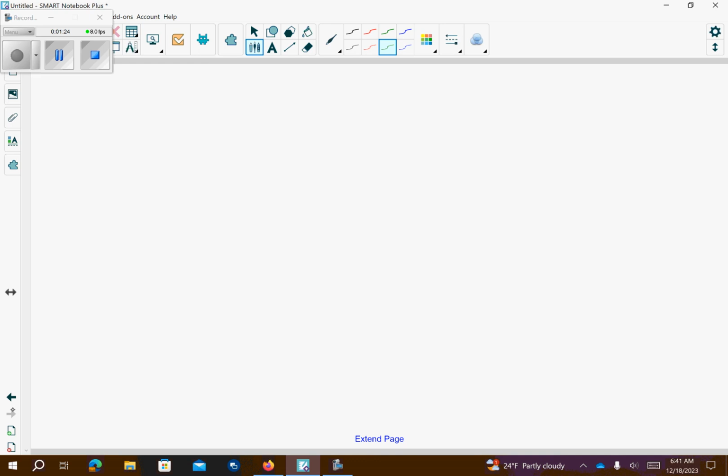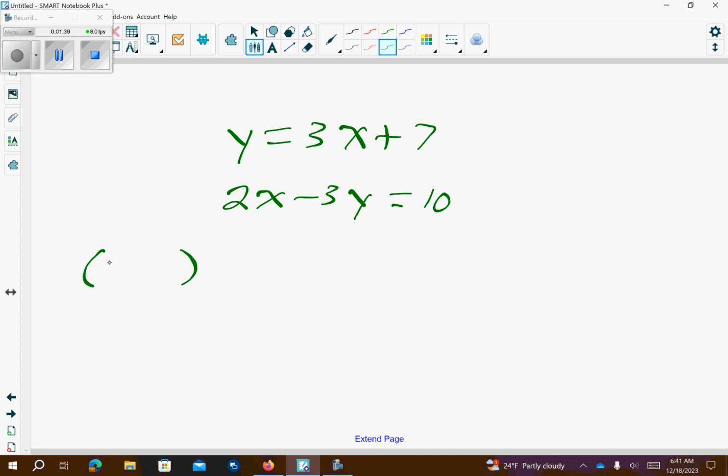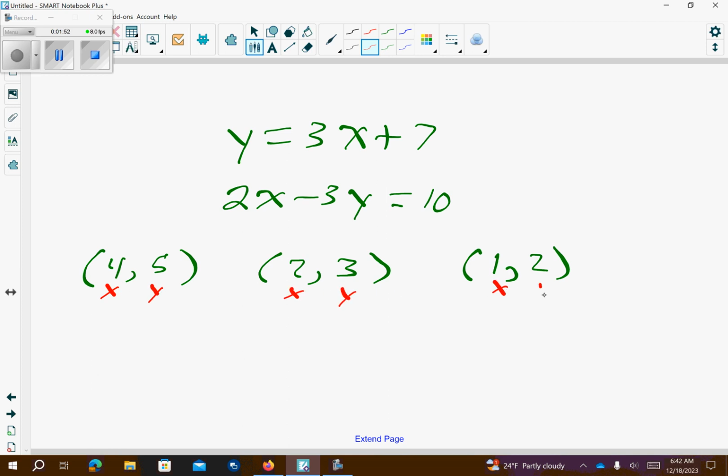Okay, a couple of things that you really want to focus on. You might come across a couple of questions like y equals 3x plus 7 and 2x minus 3y equals 10. And they might give you some points like (4, 5), (2, 3), and maybe (1, 2). What you want to do is see which of these points works. So just call these x and y, and plug both x and y into both equations. Whichever point works in both means you would have a true statement.